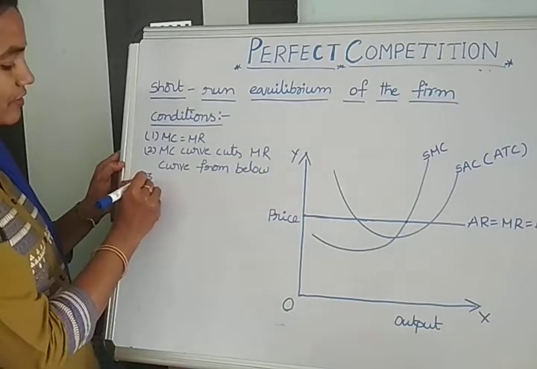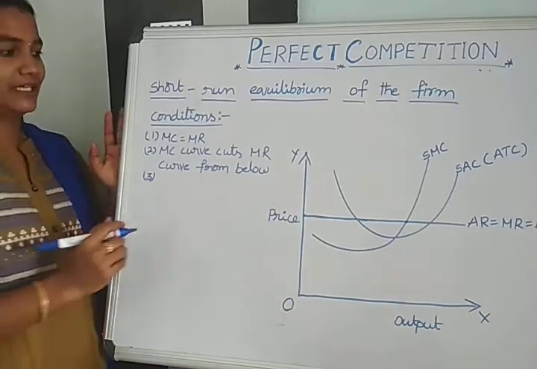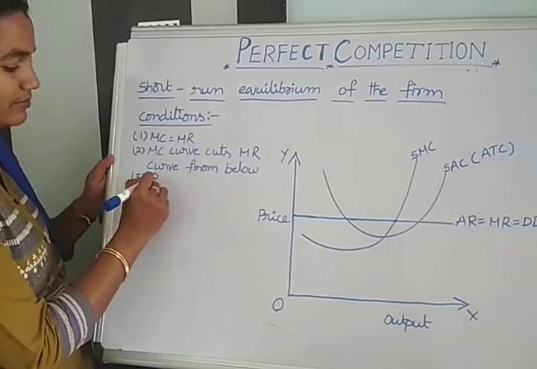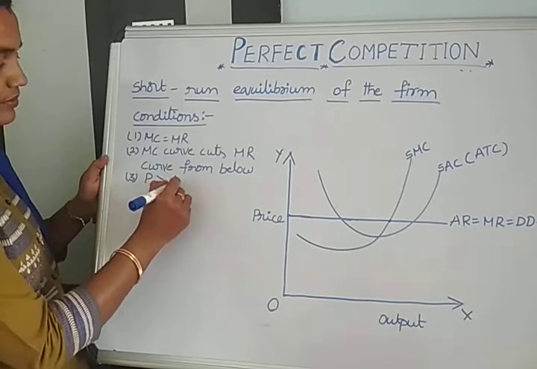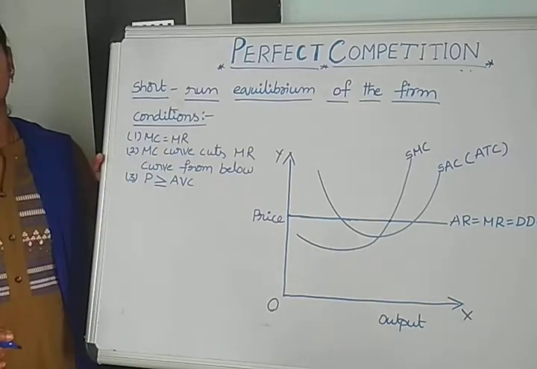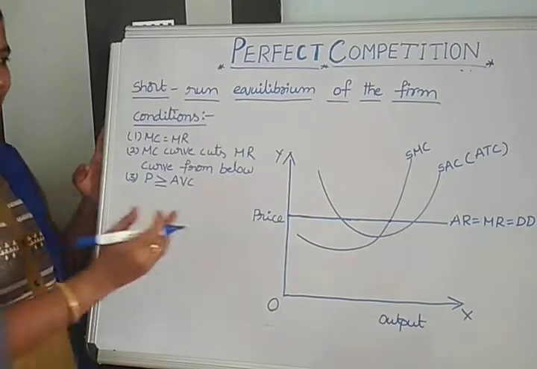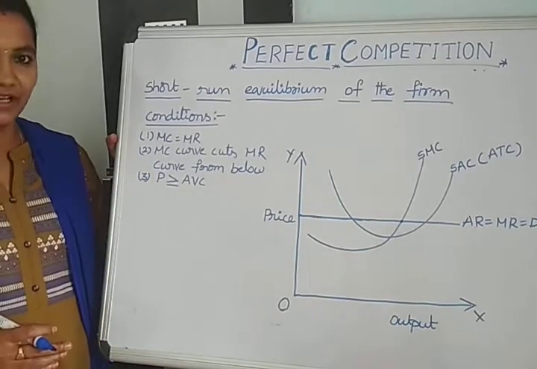These two conditions we always use, but the third condition we use when the firm is getting losses, then only P greater than or equal to AVC. These three conditions are applied. Through these conditions only we explain the equilibrium of the firm.